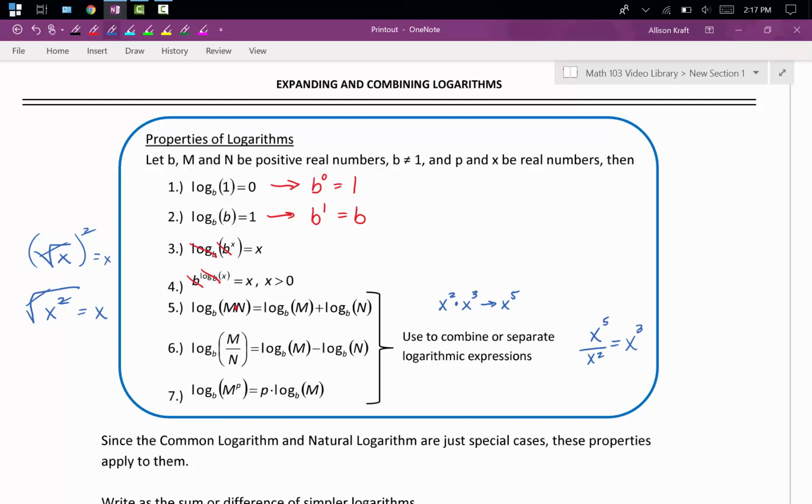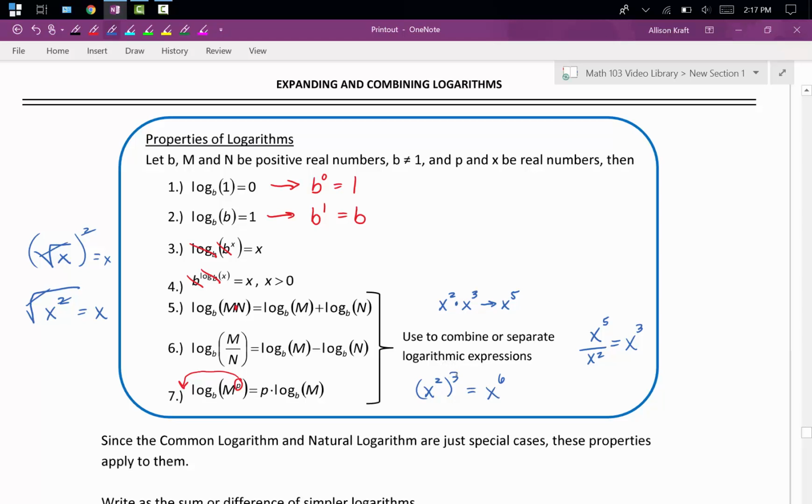And our last property addresses when we have an exponent inside our argument. Log base b of m raised to the p power. This p comes out and becomes a coefficient. We get p times log base b of m. Tying it to my knowledge of exponents, when we have a power raised up to a power, we multiply those exponents.